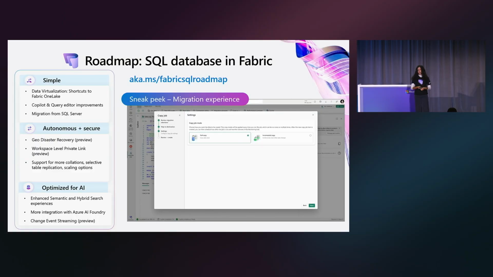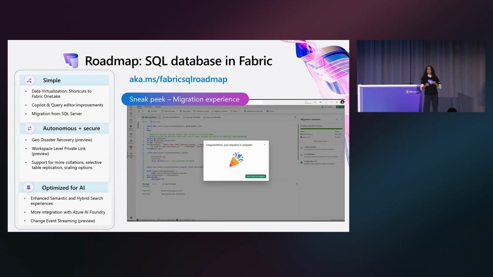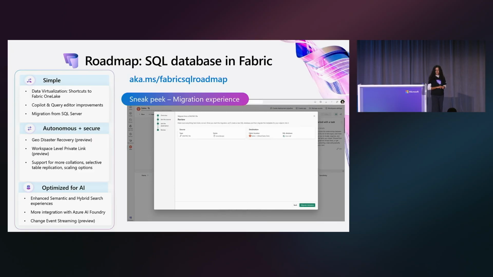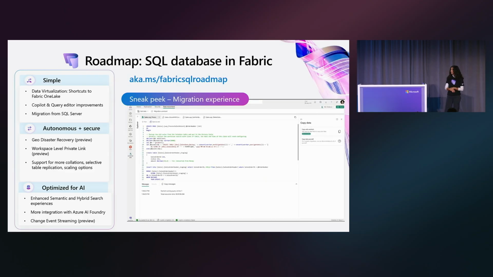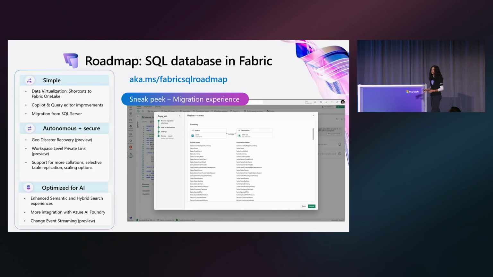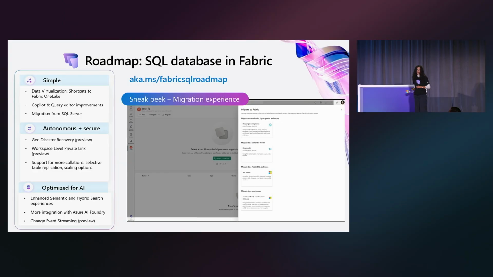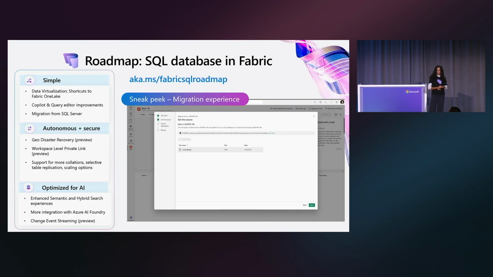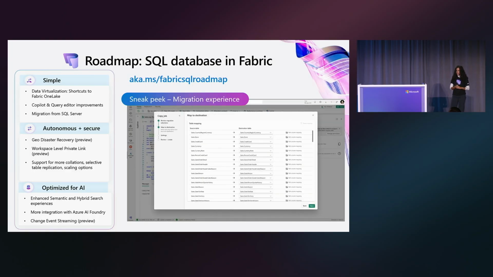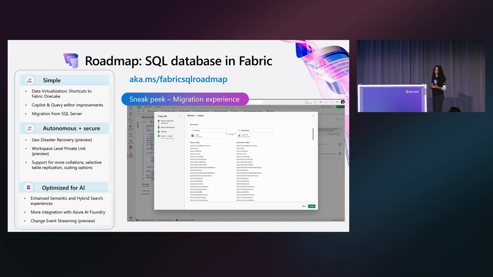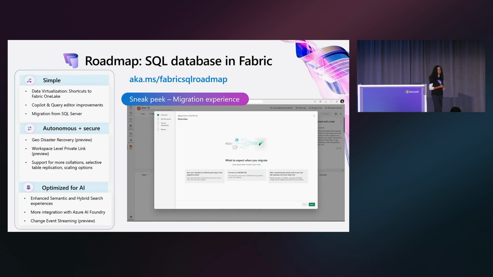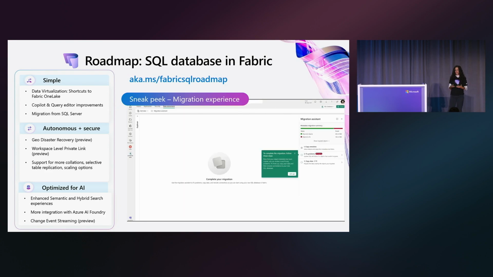A couple things to call out. You saw external tables. Well, we want to make that even easier. Think right-click, new shortcut. So that's something we're working on. We're also working on a new migration experience. This is just a glimpse at what we're working on there. We've heard from folks that they want to migrate from SQL Server or elsewhere into SQLDB and Fabric. More on the GODR front, I mentioned that a little bit earlier, and support for unlocking a couple things that you have been asking us for, like more collation, selective table replication, and even some better scaling options.